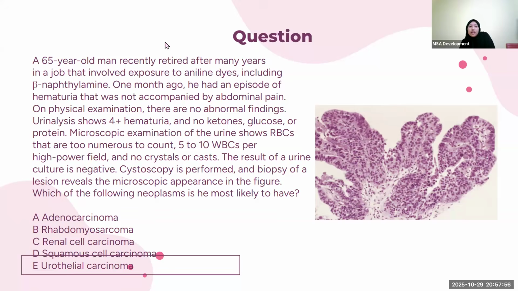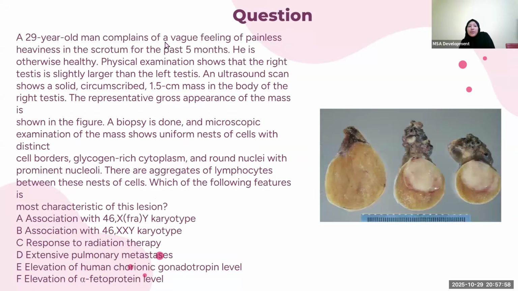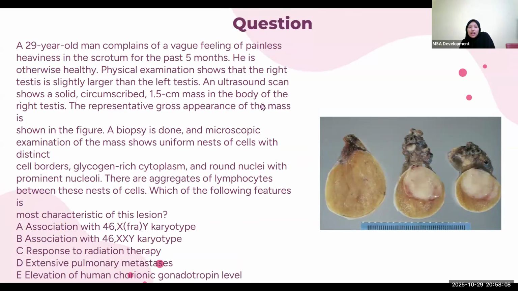Okay, a 29-year-old man complains of a vague feeling of painless heaviness in the scrotum. He is healthy. The right testis is slightly larger than the left testis. Ultrasound shows a solid, circumscribed 1.5 centimeter mass in the body of the right testis. Representative gross appearance is shown here.